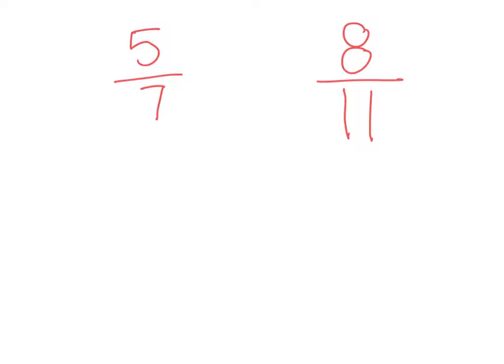So here's how we do it. We have 5/7 and 8/11. Our first step is to get a common denominator. And to do that, you're just going to multiply the denominators by the opposite denominator. So for 7, the opposite denominator is 11, so I'm going to multiply 7 times 11. And then I'm going to multiply 11 times 7. And that gives us a common denominator of 77, right?